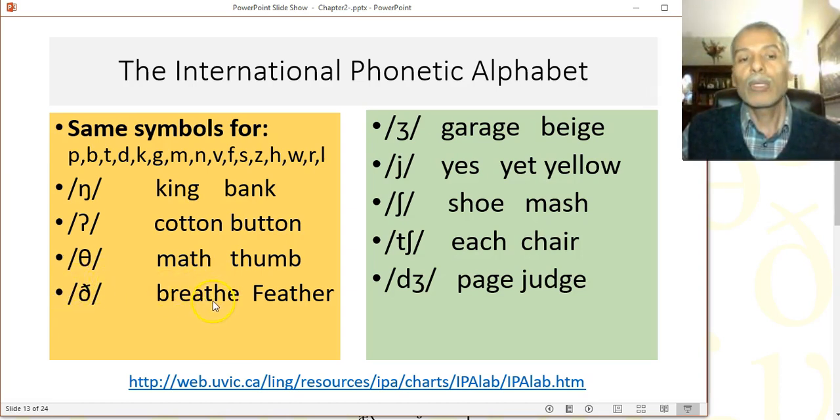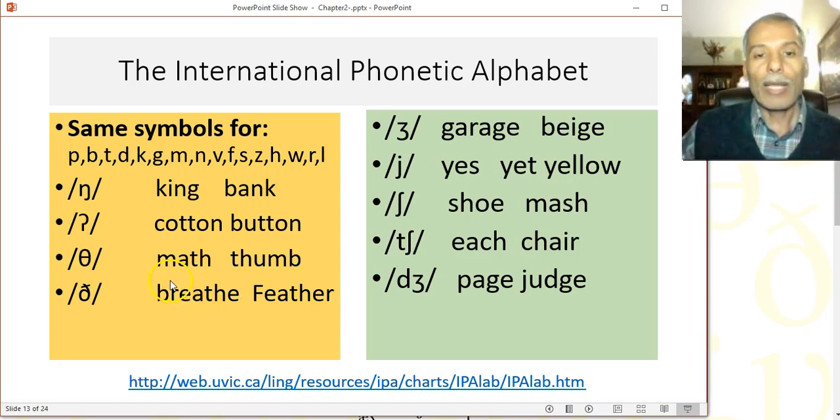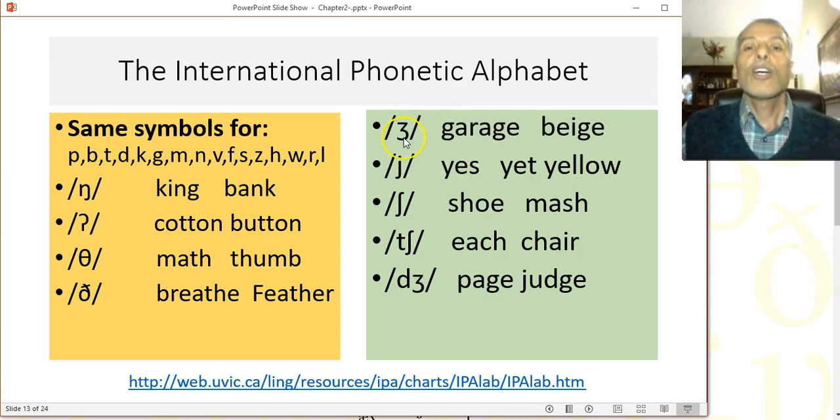Usually the letters th represent that sound, and in some words we put the e at the end to distinguish a noun from a verb, like bath. Bath is going to be taking the voiceless form. But if you add an e to bath, it will be bathe. Breath, you add e, it will be breathe. Okay. This sound is the zh, as in garage, and beige.